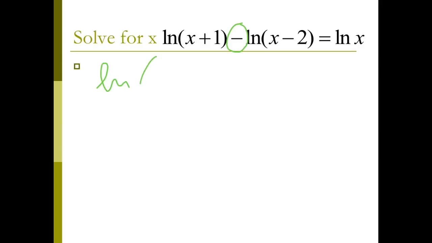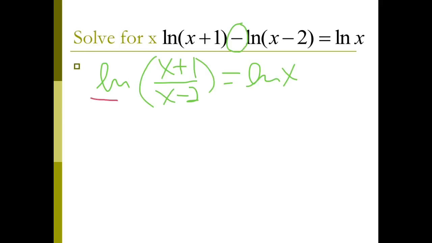So I get the natural log of x plus 1 divided by x minus 2 is equal to the natural log of x. I now have a one-to-one relationship because I have a natural log on both sides, so they're basically going to go away. And we get x plus 1 divided by x minus 2 is equal to x.